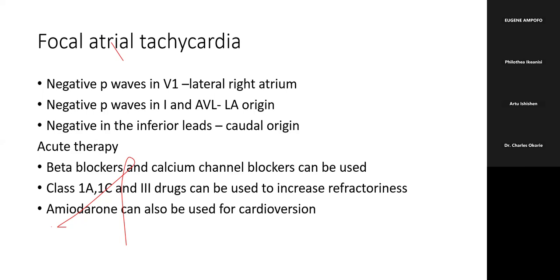And then class 1A, 1C, and 3 antiarrhythmic agents can be used to increase the refractoriness. And then amiodarone can also be used for cardioversion.